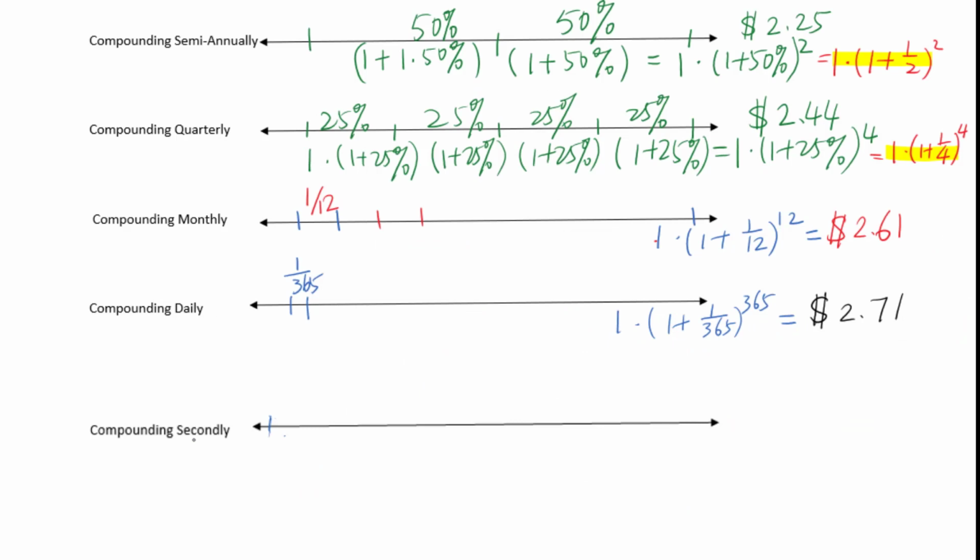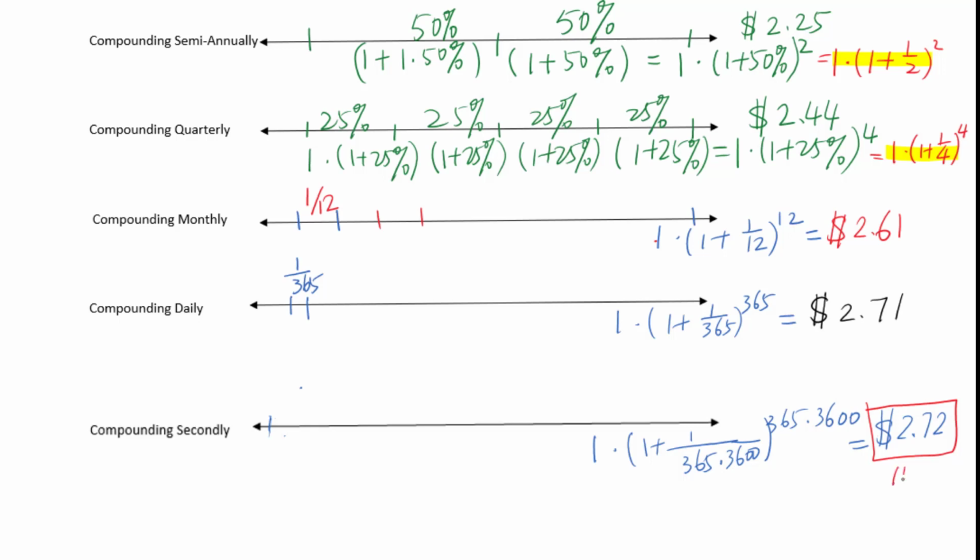What if we calculate the interest every single second? We will get 1 times 1 plus 1 over 365 times 3600, then to the 365 times 3600 power, which equals $2.72. In other words, this is the maximum dollar you can get from the bank.